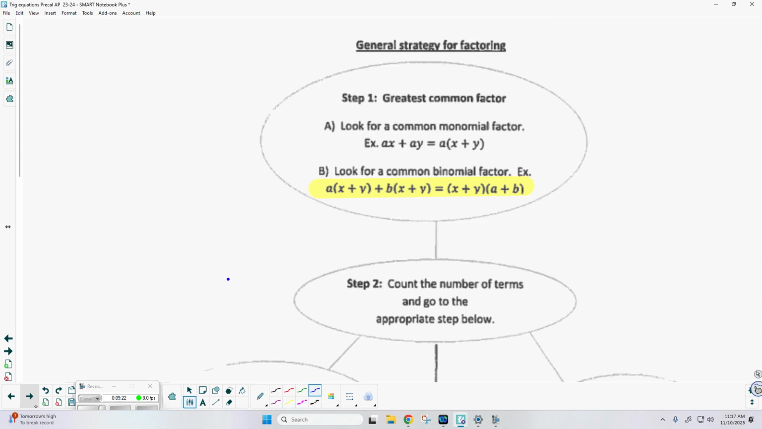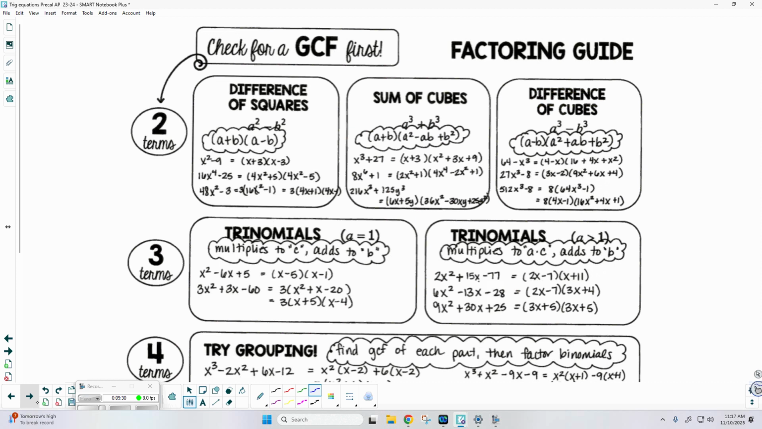Okay, and then you've got these factoring resources that I gave you last week. We are going to take a little bit of time today, and I'm going to refresh your memory on some of these factoring strategies as we go into these.